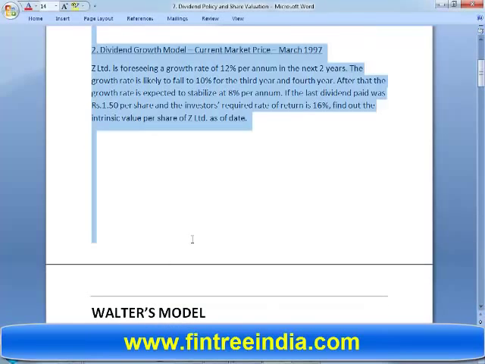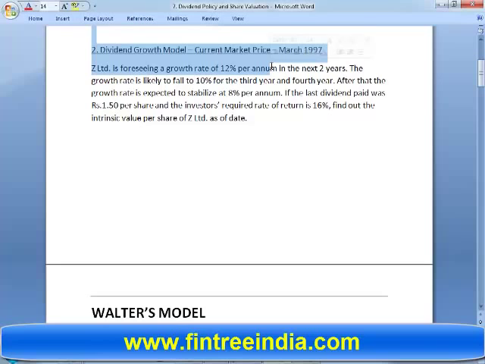Dividend growth model. Z Limited is foreseeing a growth rate of 12% per annum in the next 2 years. The growth rate is likely to fall to 10% for the third year and the fourth year. After that, the growth rate is expected to stabilize at 8% per annum. If the last dividend paid was 1.5 per share, the investor's required rate of return is 16%. Find out intrinsic value per share of Z Limited as of date. Will you be able to solve this?